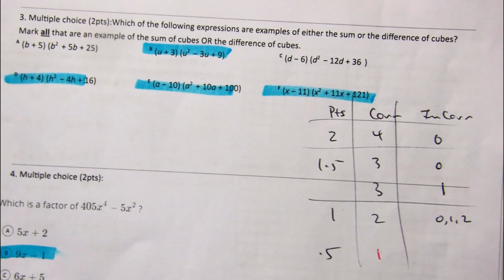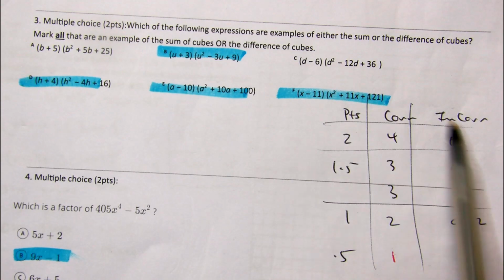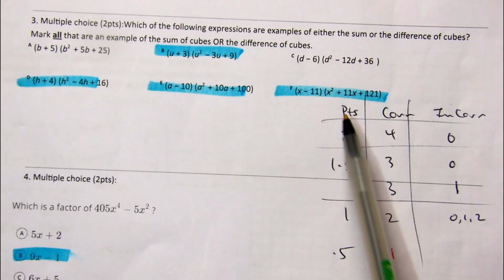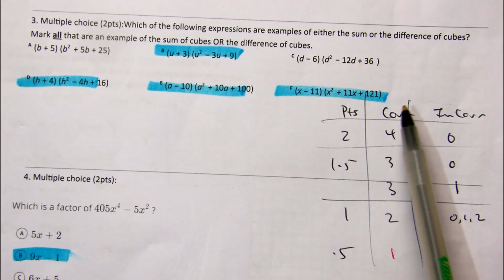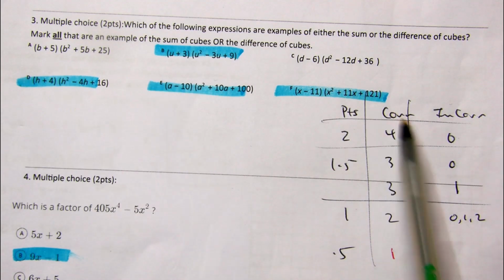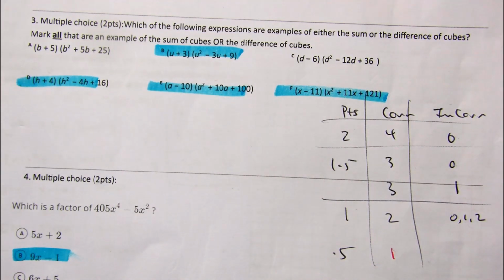All right, here is the grading scale for question number 3. This is how many points you would have earned based on how many you picked were correct and incorrect.